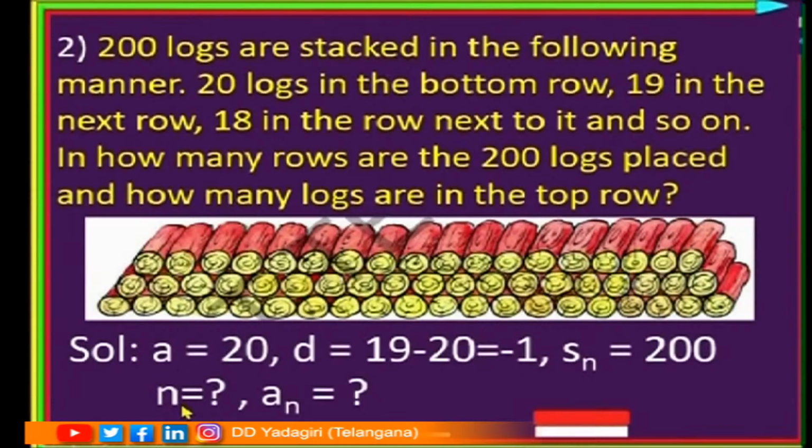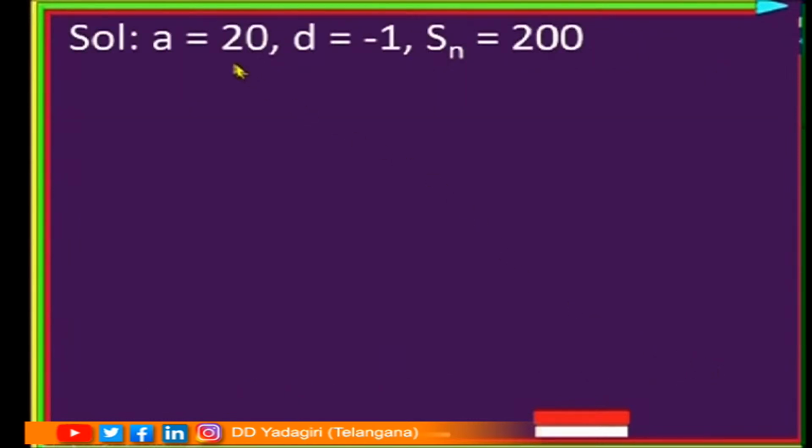We have to find the value of n and we have to find the value of an. Okay, so the given values are a is equal to 20 and d is equal to minus 1 and Sn is equal to 200. Now what is the formula of Sn? Right here.